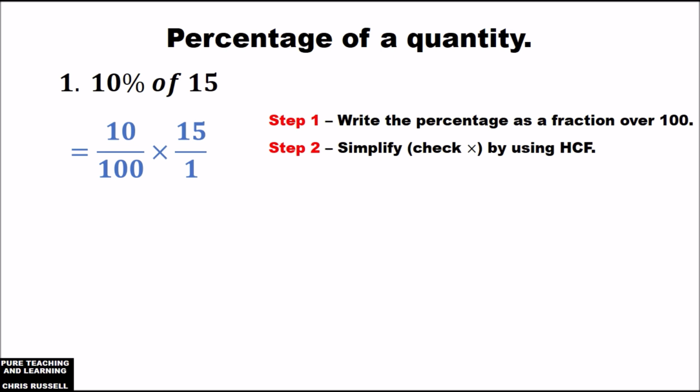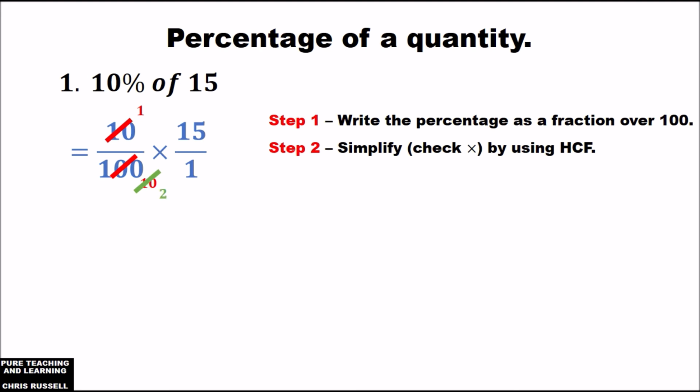So in this case, we can have a look at the fraction on the left hand side where we've got 10 and 100. So how many 10's are in 10? 1. How many 10's are in 100? 10. Now let's look at the diagonals. What is the highest common factor for 15 and 10? Using your times tables, you realise that it's 5.